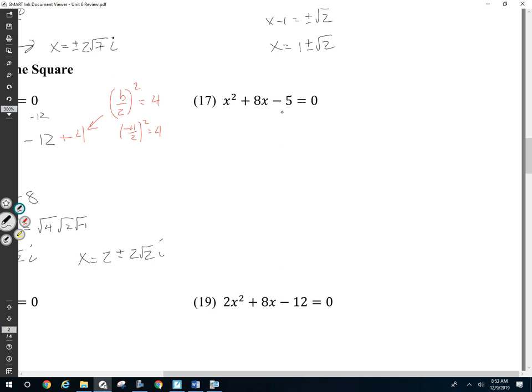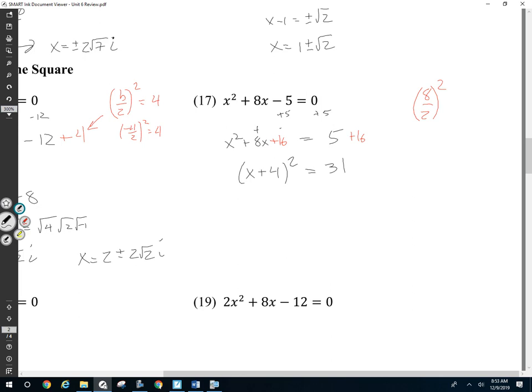Okay, let's try it again. Start by adding the number, move it to the other side. Find the number that would complete the square. Take b, divide it by 2, square it. 16. Now, this factors to be x plus 4 times x plus 4. The two numbers that add to get 8 and multiply to get 16 are 4 and 4. So this turns into x plus 4 squared.